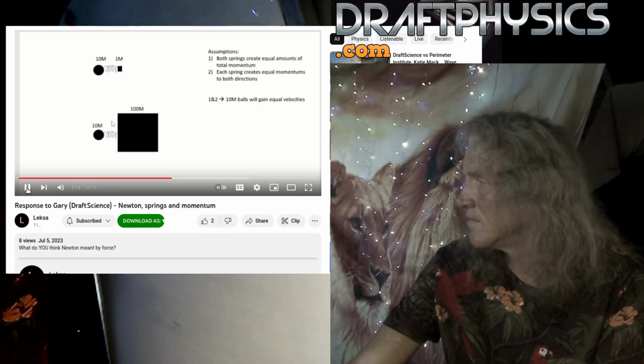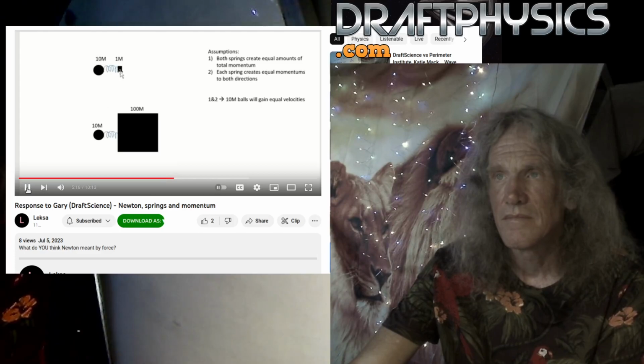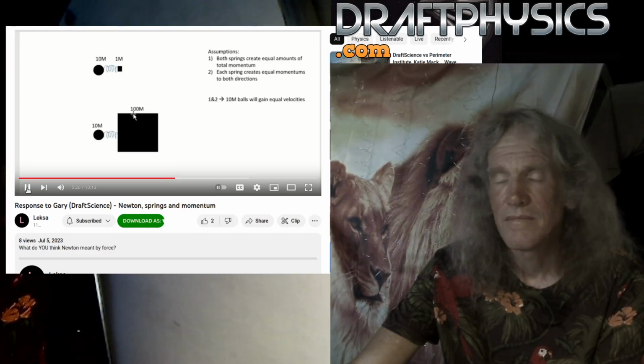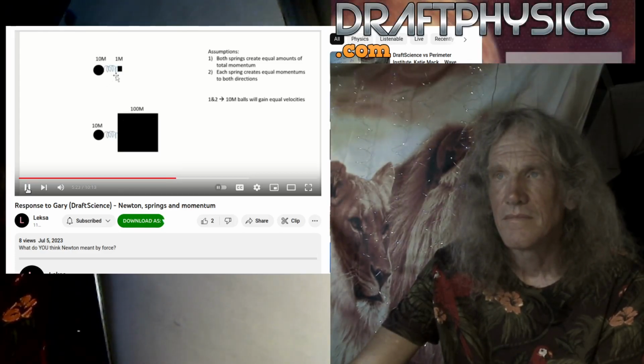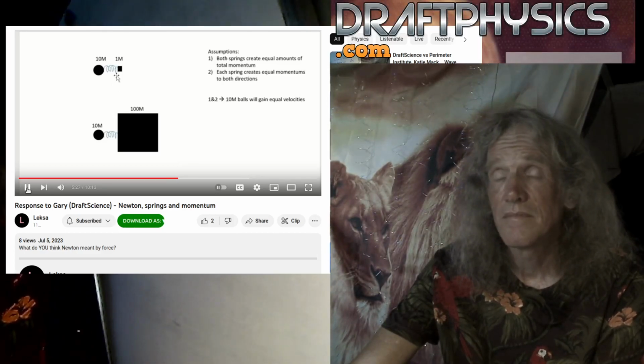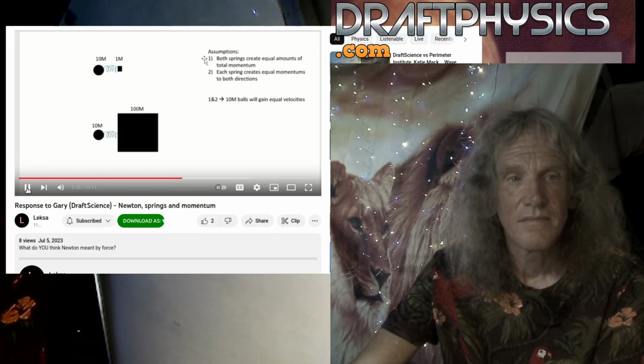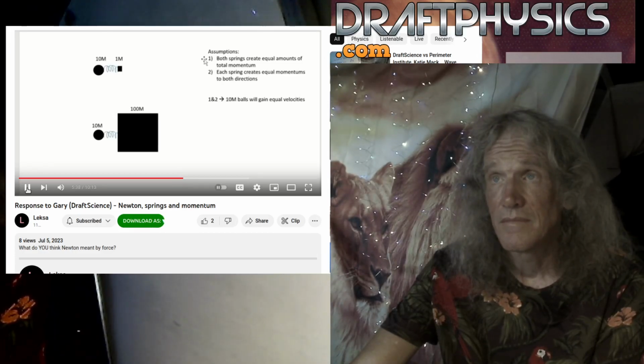So we have equal balls here with masses of 10. Then we have a small object and a large object. And compressed springs, we will release the springs, let them push these objects into opposite directions. And just for the sake of the argument, let's make 2 assumptions. The first is that both springs create equal amounts of total momentum, and the second one is that each spring creates equal momentums to both directions.